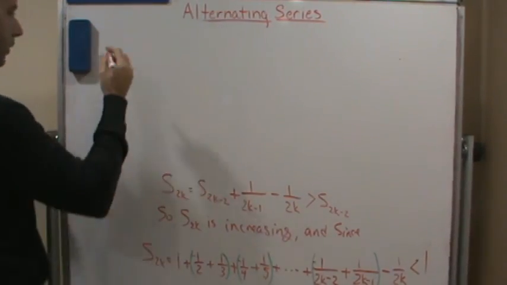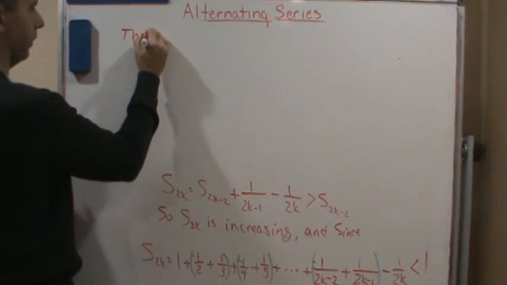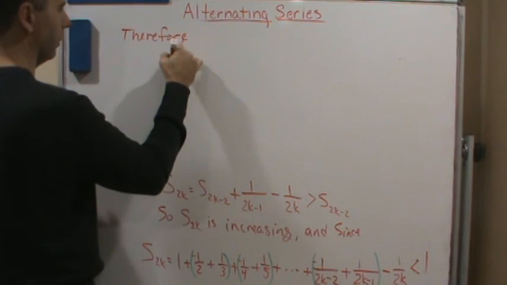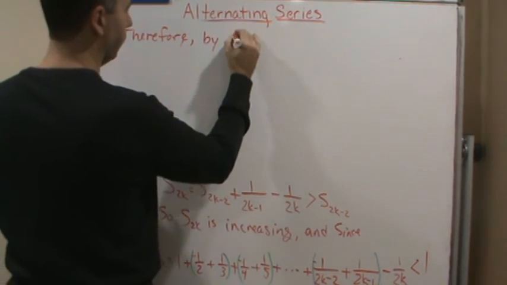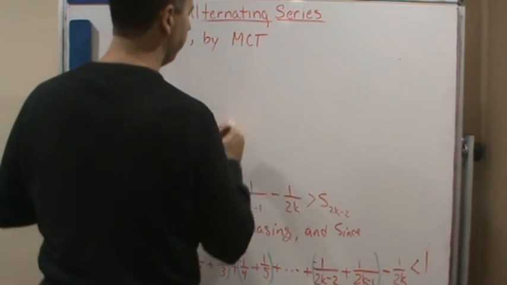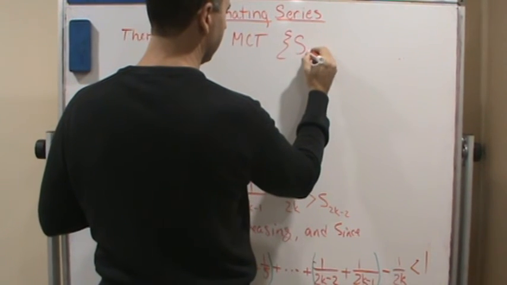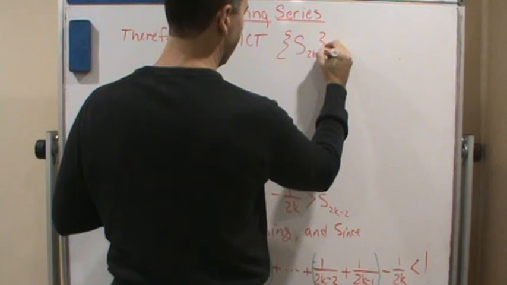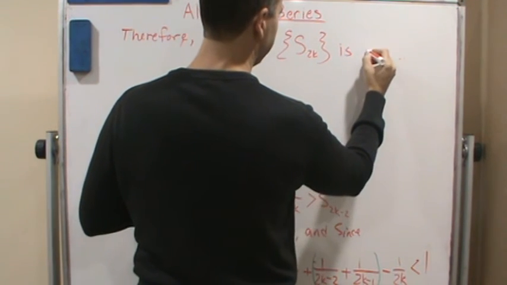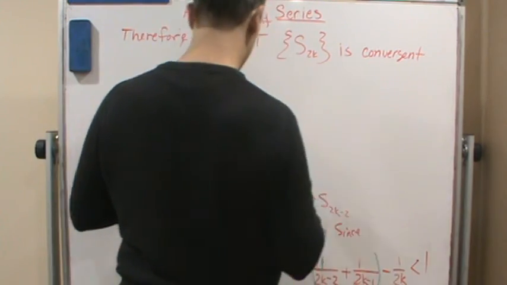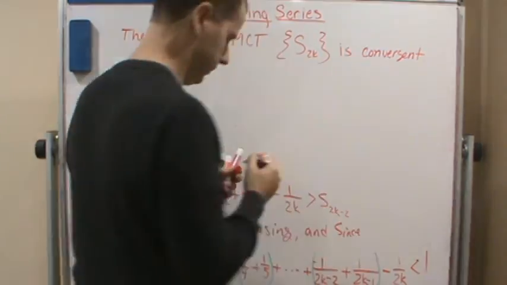So therefore, by the monotone convergence theorem, the sequence of s of 2k is convergent.